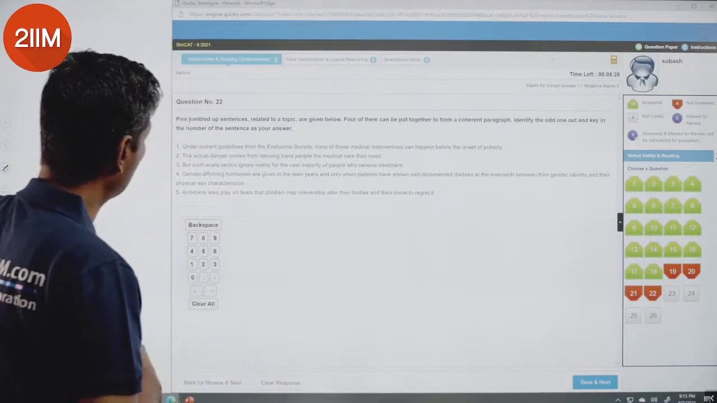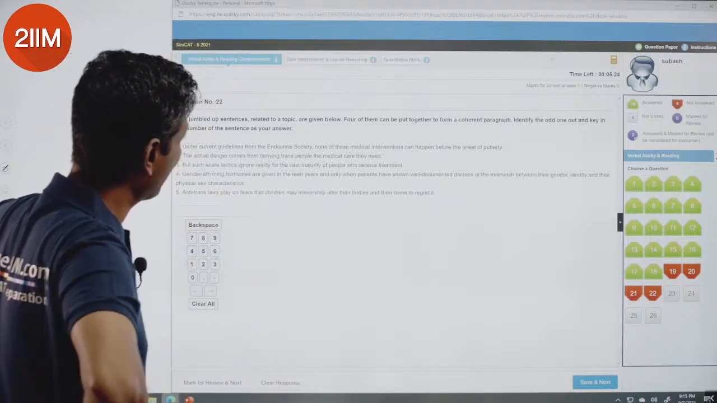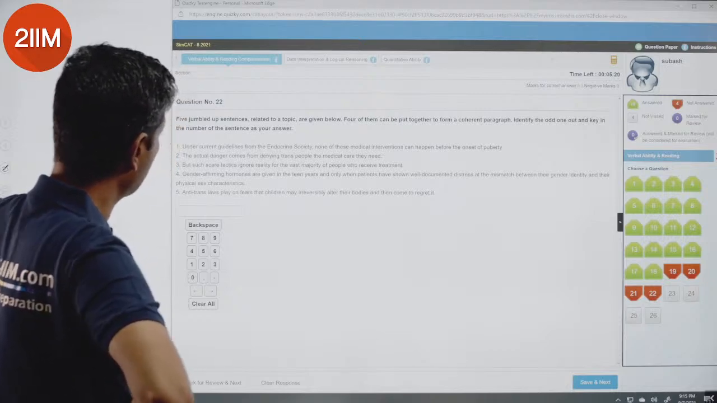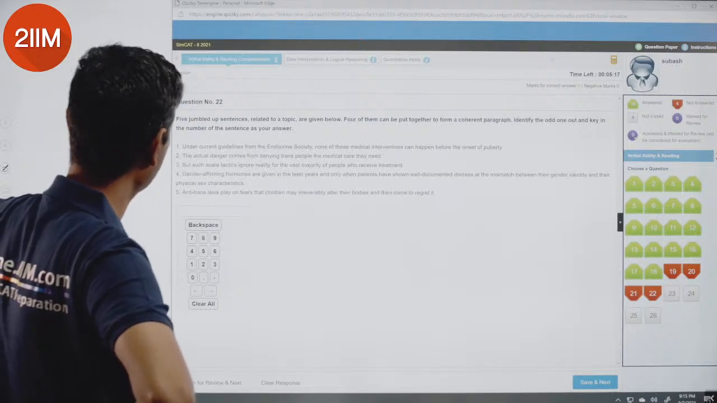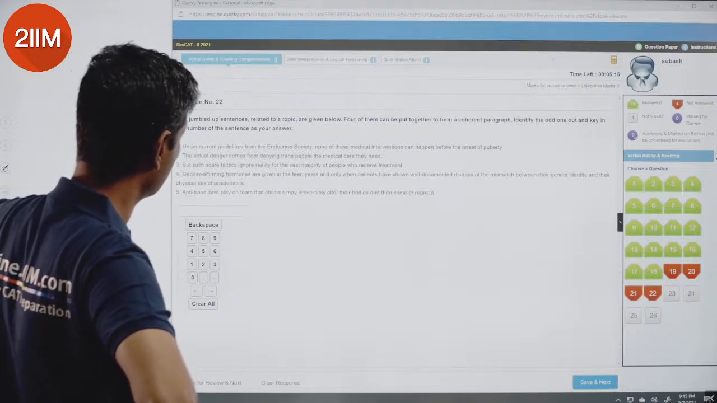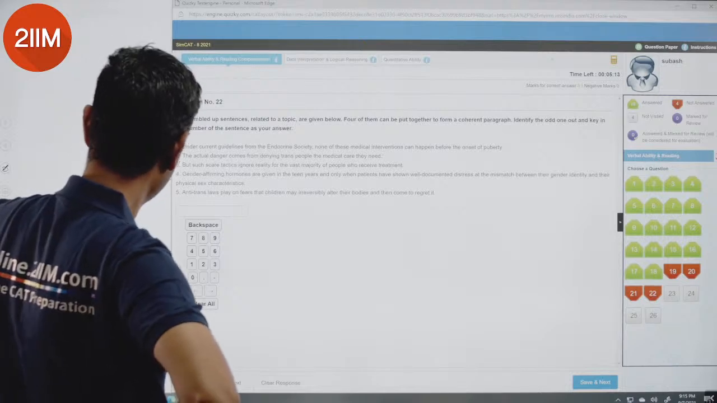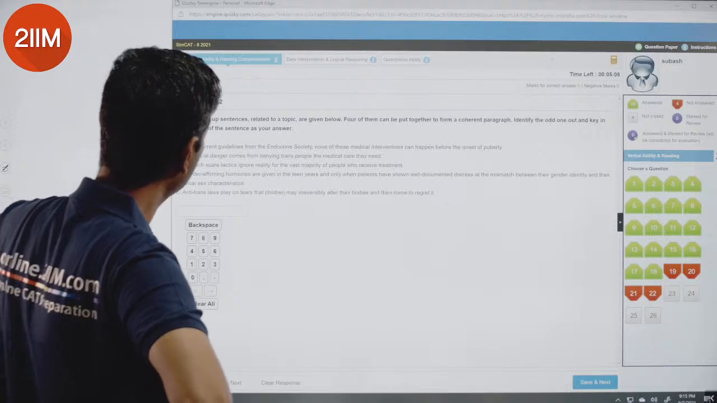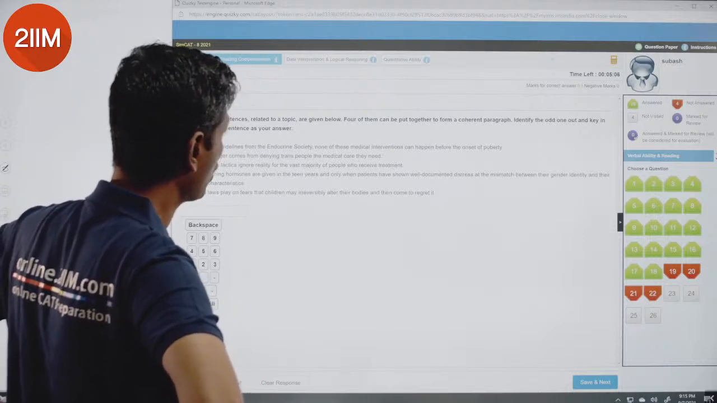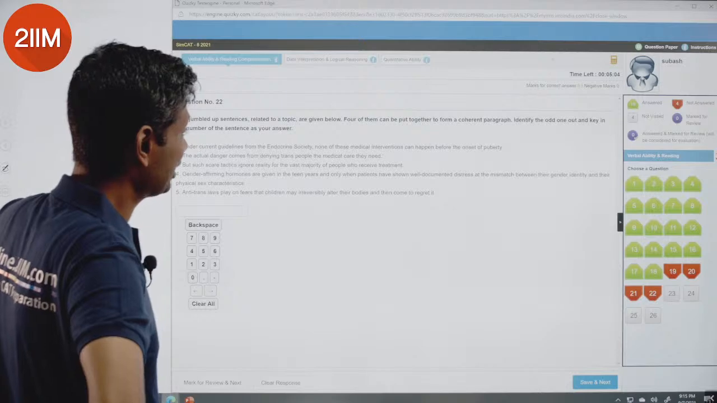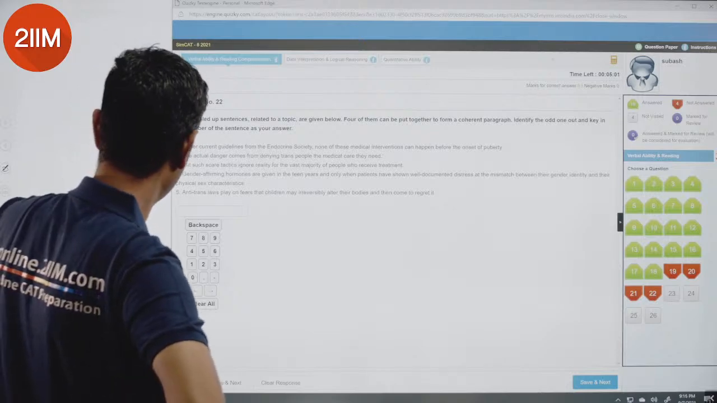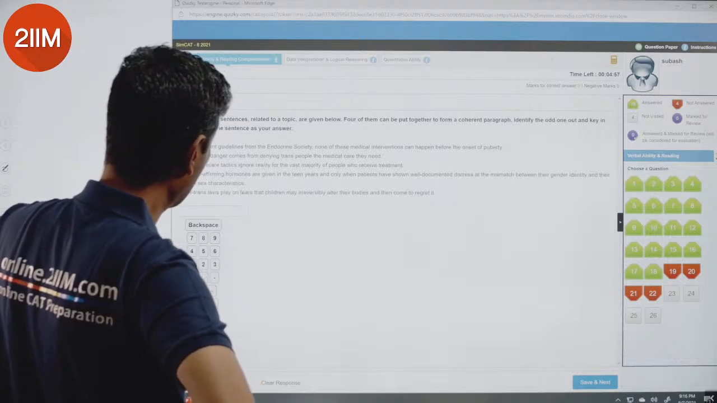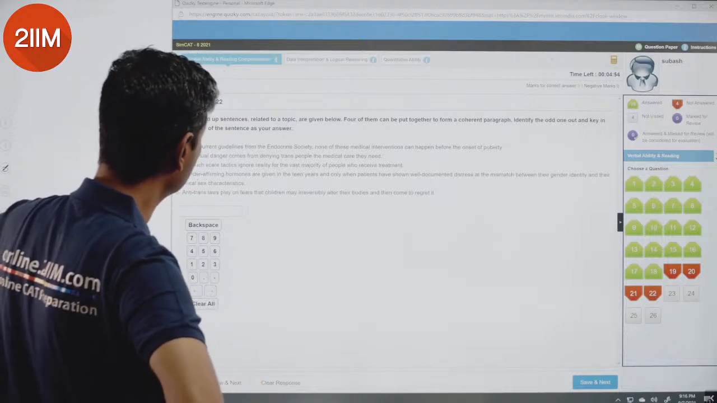Under current guidelines from the Endocrine Society, none of these medical interventions can happen before the onset of puberty. The actual danger comes from denying trans people the medical care they need. But such scare tactics ignore reality for the vast majority of people who receive treatment. Gender-affirming hormones are given in the teen years and only when patients have shown well-documented distress at the mismatch between their gender identity and their physical sex characteristics. Anti-trans laws play on fears that children may irreversibly alter their bodies and then come to regret it.